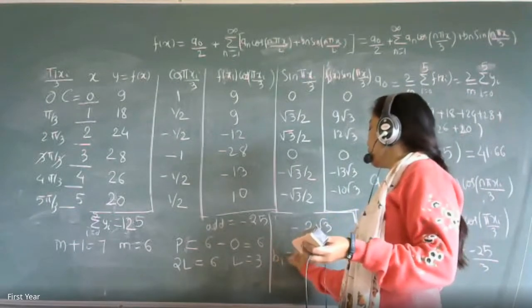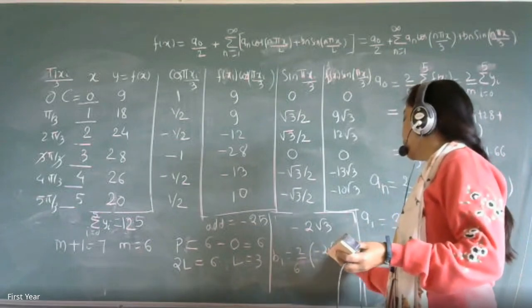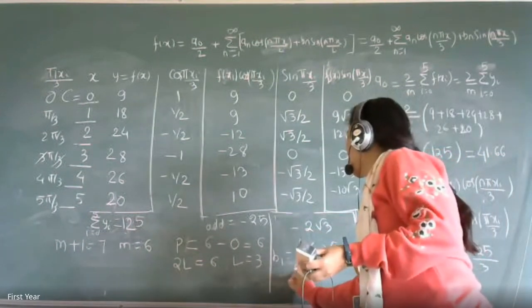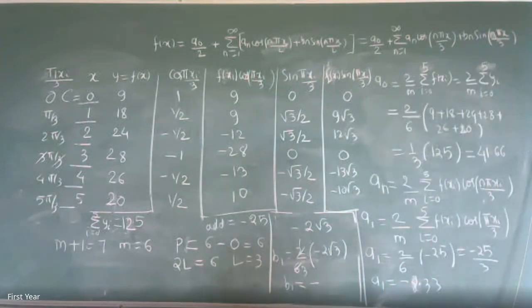So B1 will become 2 by n, that is 6, into this summation, minus 2 root 3. Correct now? You got this is 1 and this is 3. Tell me the value of B1. Minus 2 root 3 by 3. Minus 2 root 3 by 3.